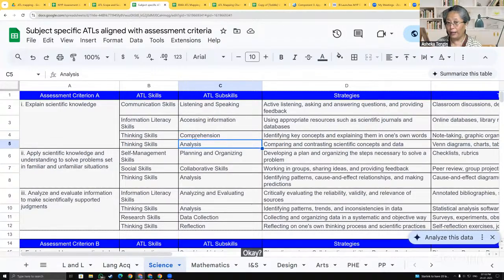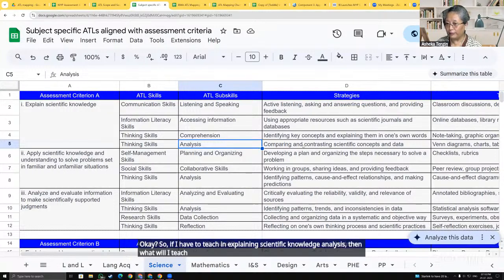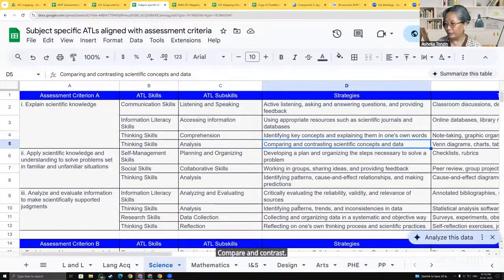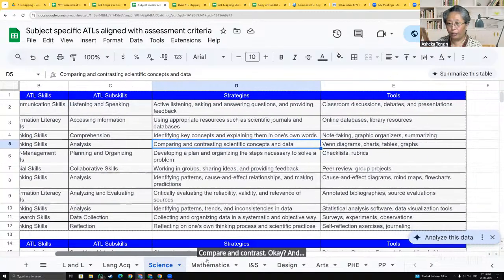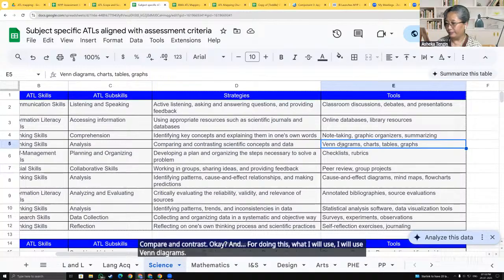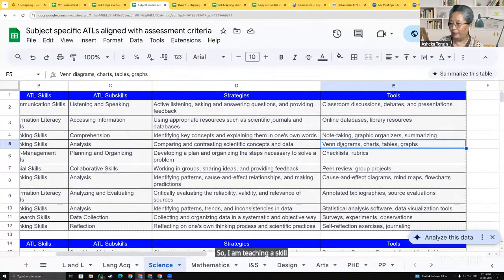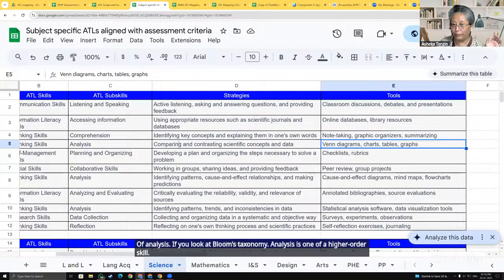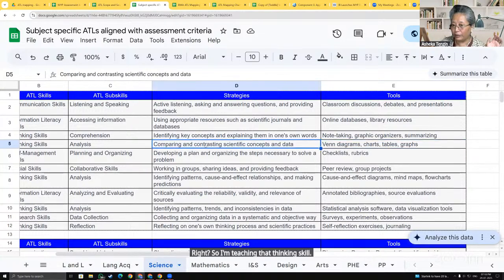If I have to teach analysis in explaining scientific knowledge, what strategy will I teach? I will teach them how to compare and contrast, and for this I will use Venn diagrams. So I am teaching a thinking skill of analysis. If you look at Bloom's taxonomy, analysis is a higher order skill. I'm teaching that thinking skill, using this strategy and these tools.